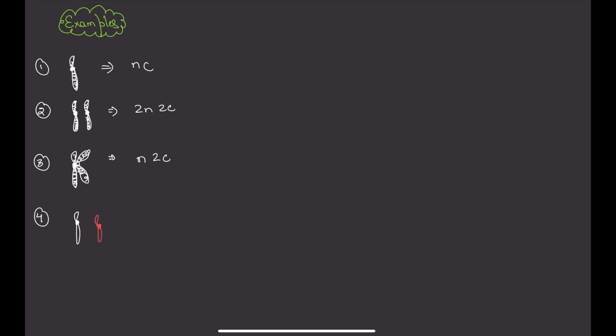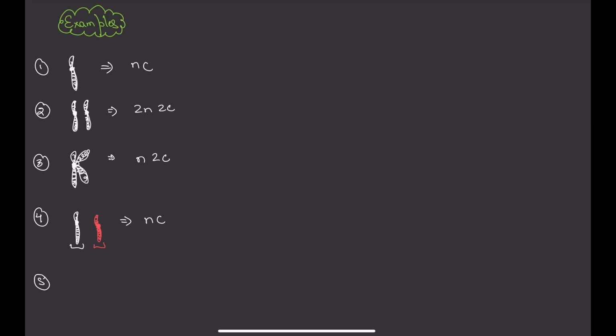See in this case, how many copies of every chromosome? One copy of white, one copy of red. So one copy means one set of every chromosome. That is why the ploidy is n. Now coming to the content, white is carrying just one chromatid. Likewise, red is also carrying one chromatid. So every chromosome is carrying one chromatid. That is why the content is again C.